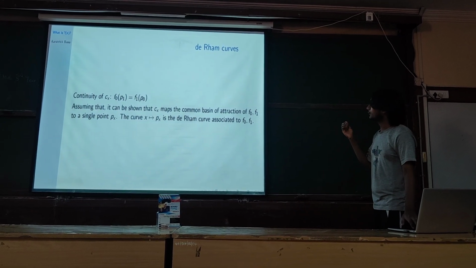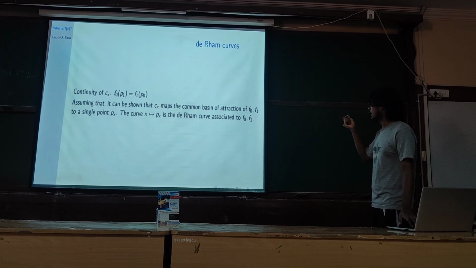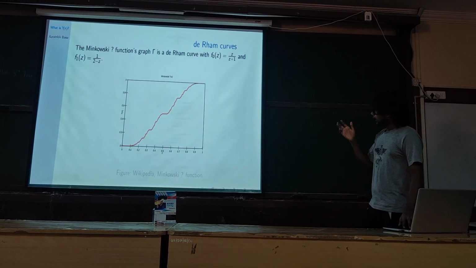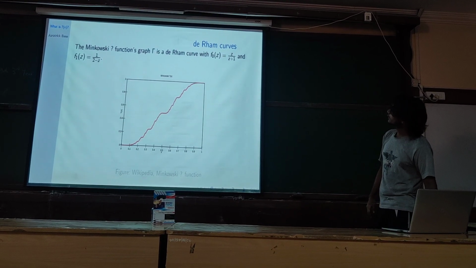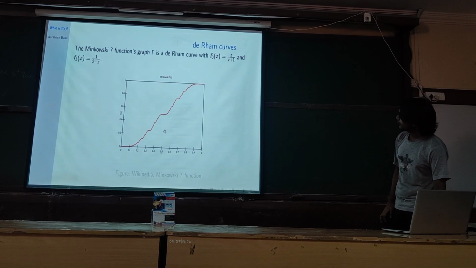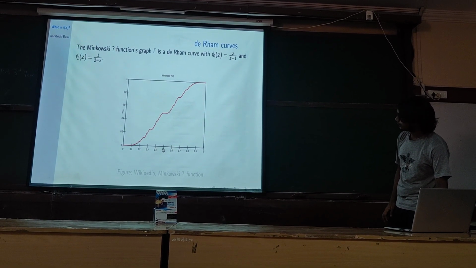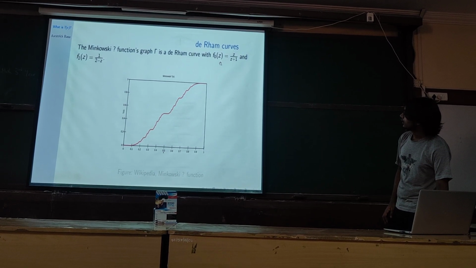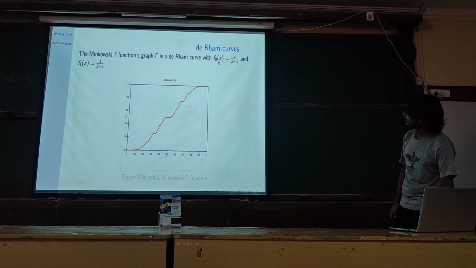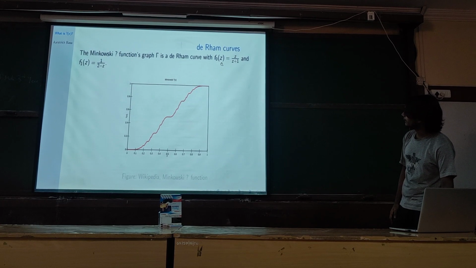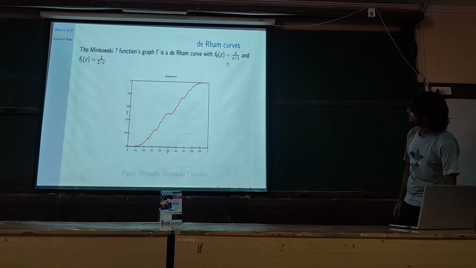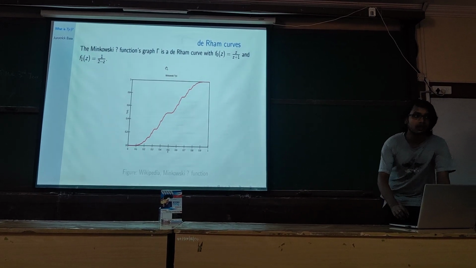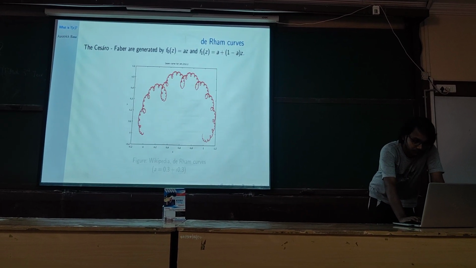And actually even the points P1 and P0, in case the Fi's have multiple fixed points, right? So what is true is that the Minkowski question mark function's graph is a Dirac curve. We haven't shown it as a Dirac curve here. This is just the usual curve, and it can be shown that it turns out to be generated by these two maps: F0 of z is z over z plus 1, and F1 of z is 1 over 2 minus z, where we are identifying C with R2 in the usual sense, right?